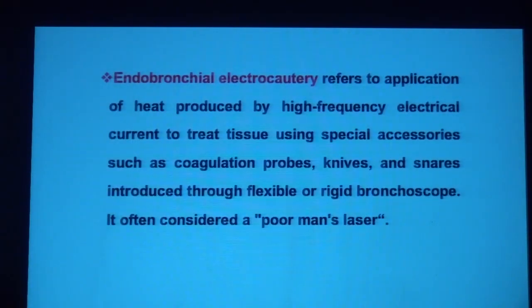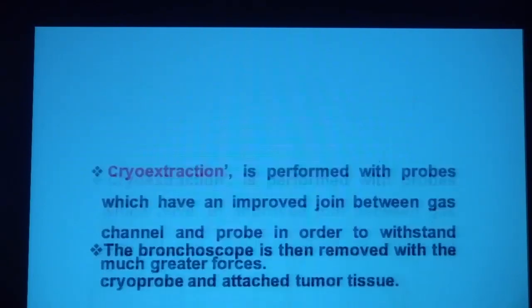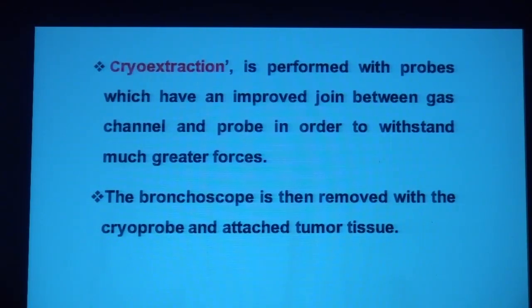Central airway obstruction can be caused by malignant and benign tumors, foreign bodies and granulation tissue. Endobronchial electrocautery refers to the application of heat produced by high frequency electric current to destruct what is present inside the airways. Cryo-extraction is performed to stick to the destructed tissue and extract it through fiber optic bronchoscopy by 2 methods, which will be mentioned later.